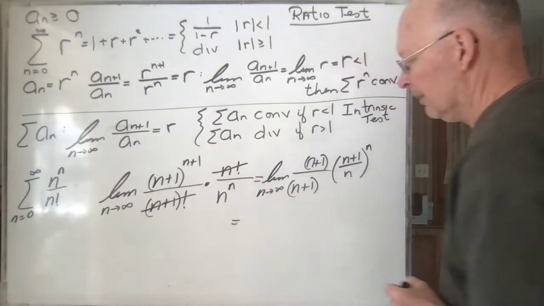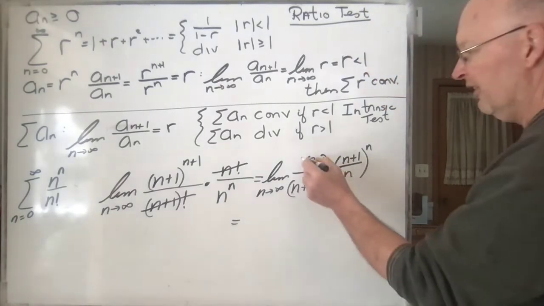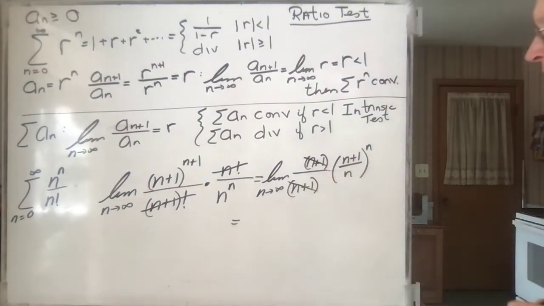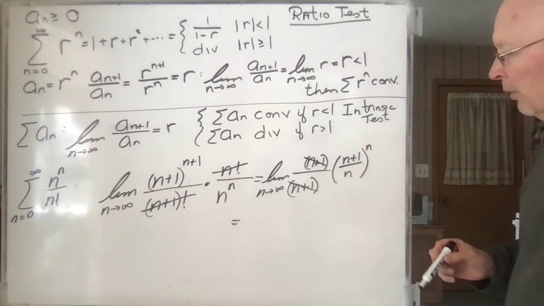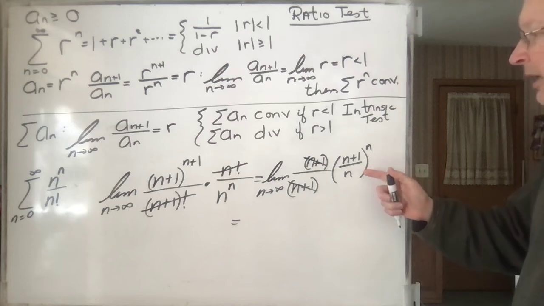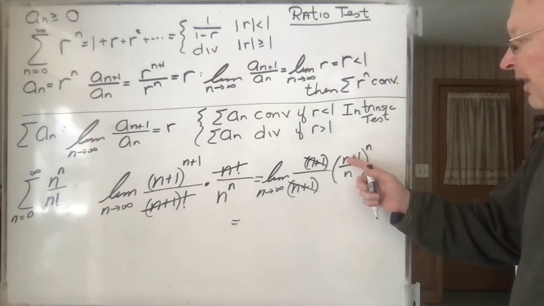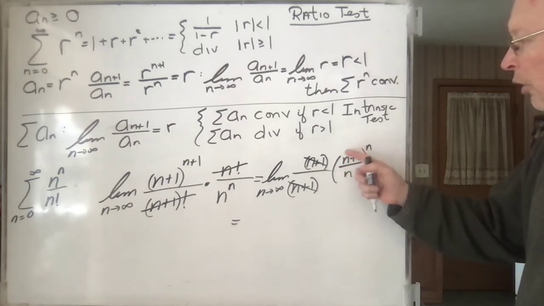Well, let's see. These things just go away. They divide out. So I'm left with this. And you look at this and you say, well, what's happening here? As n gets big, this inside is going to 1.